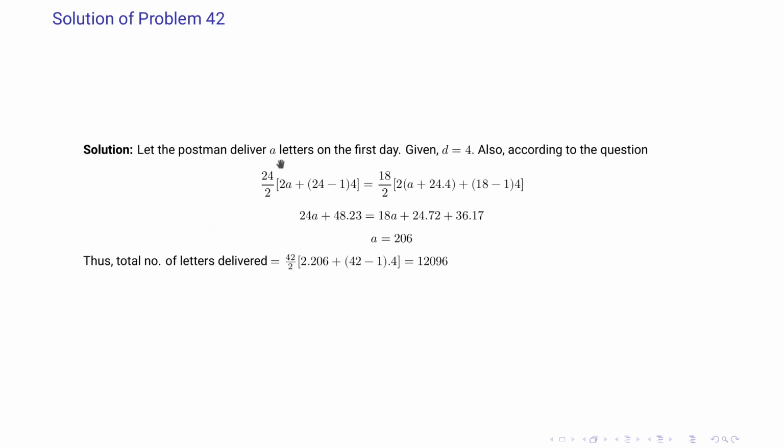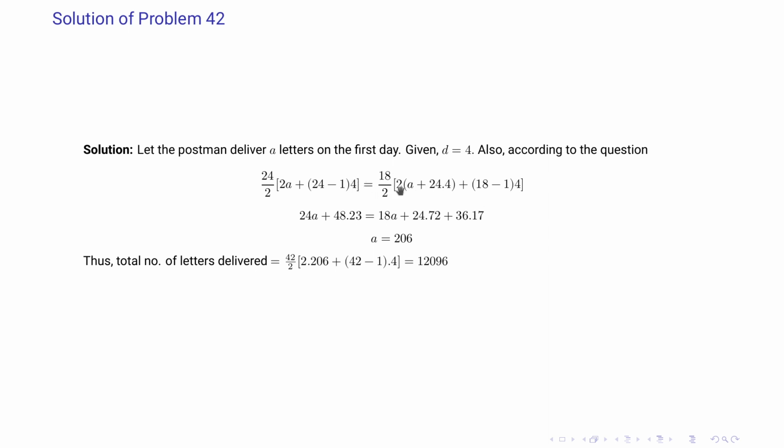So we let a letters be delivered on the first day and d is equal to 4. According to the question, the sum of letters for the first 24 days is this and for the last 18 days is this. The reason the first term is different is because this would be the 25th day's letters. So the first term of the series would be different. The number of terms would be different: for the first it would be 24, for the second it would be 18, and the common difference will remain the same.